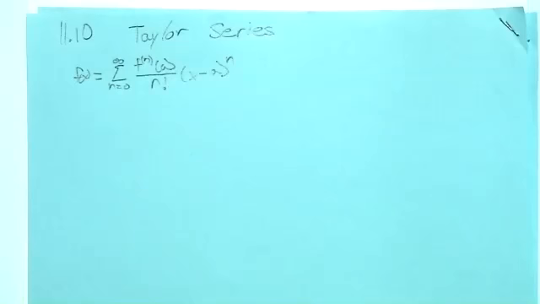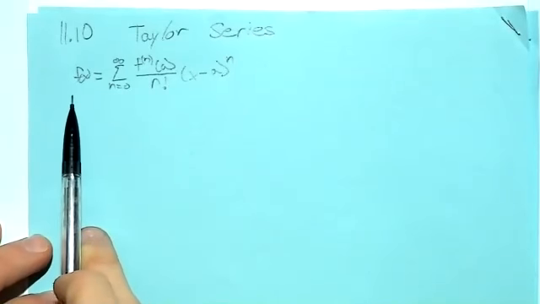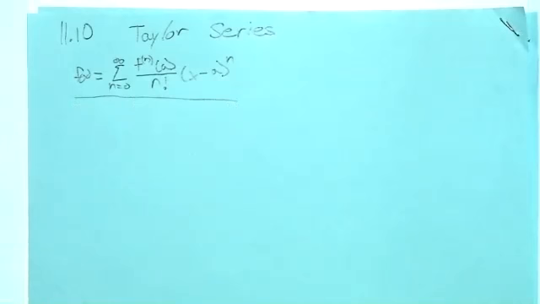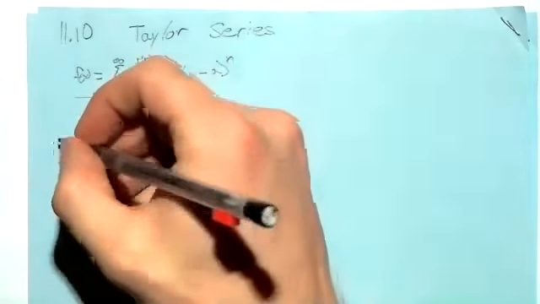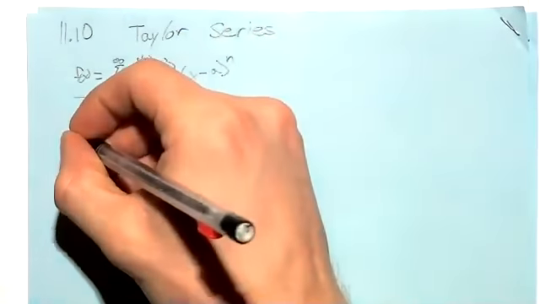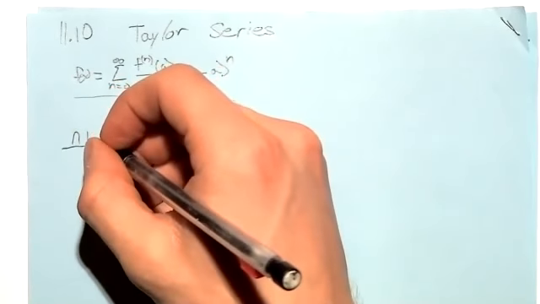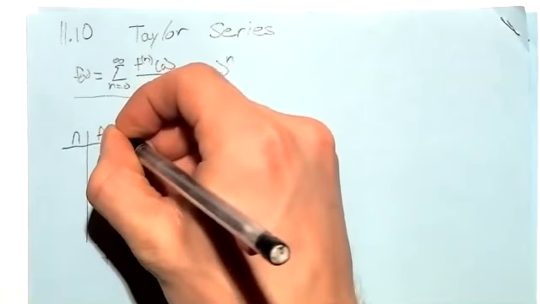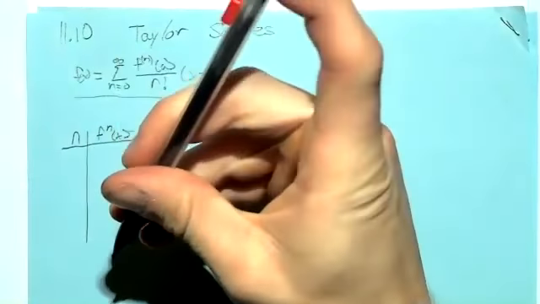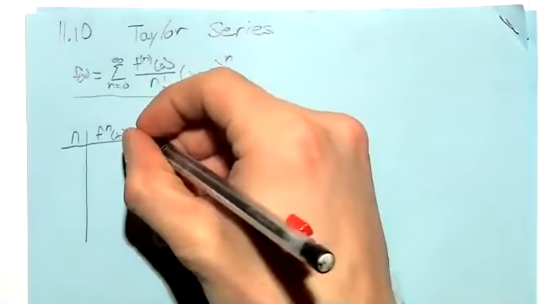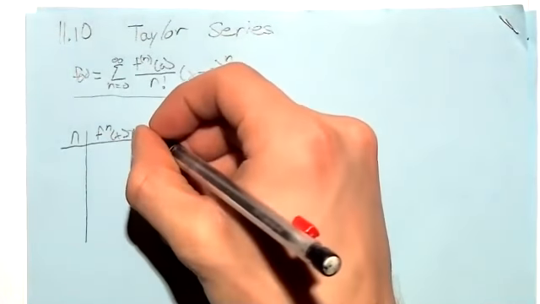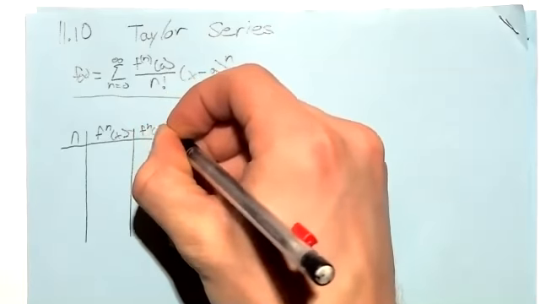Here is the general formula that we're going to use for every single Taylor series that we have. Now, the way I like to set these up is I like to create a table where I'll have n, and then f^(n)(x), and then my last column will be f^(n)(a).